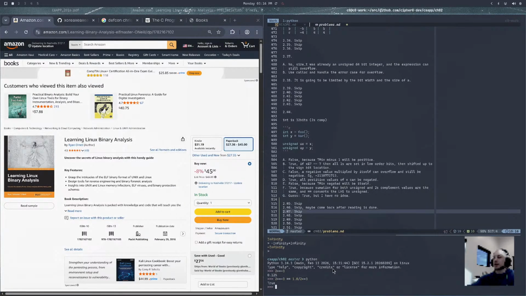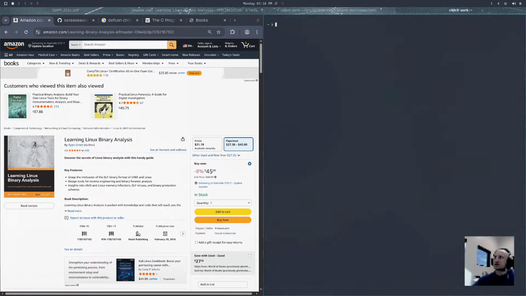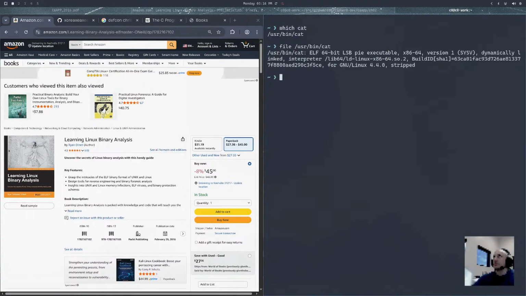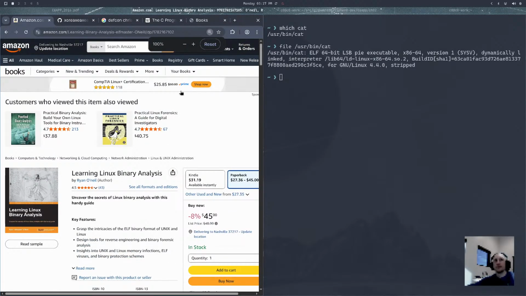But I mean, any binary. Let me just create a terminal here. So if you do which on cat, let me zoom in a little bit. If I do file on /usr/bin/cat, you can see how it says ELF. So it's an ELF binary. I think it's Extensible Linkable Format or something like that. But yeah, this is the book that I was talking about.